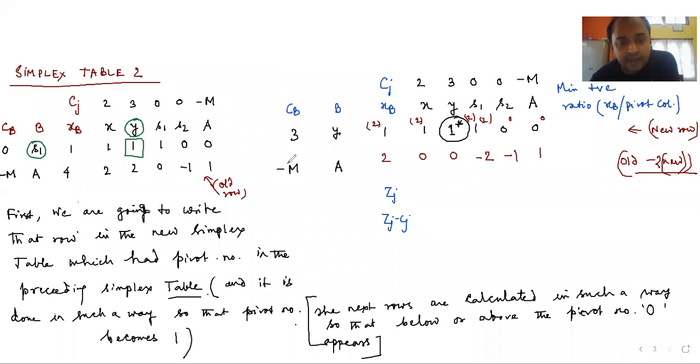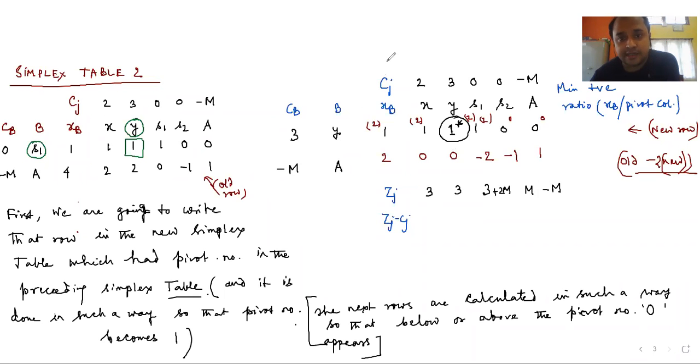Okay. And then as before, I'm going to find out the value of the ZJ. So it is 3 into 1 minus m into 0, that is 3. This is 3 into 1 minus m into 0, that is 3. This is 3 into 1, and that is plus twice m. This is 3 into 0, and that is m. 3 into 0 minus m into minus 1, that is m. 3 into 0 minus m into 1, that is minus m.